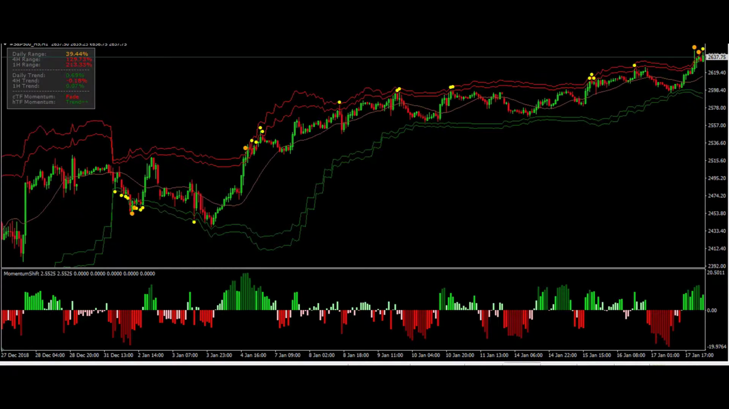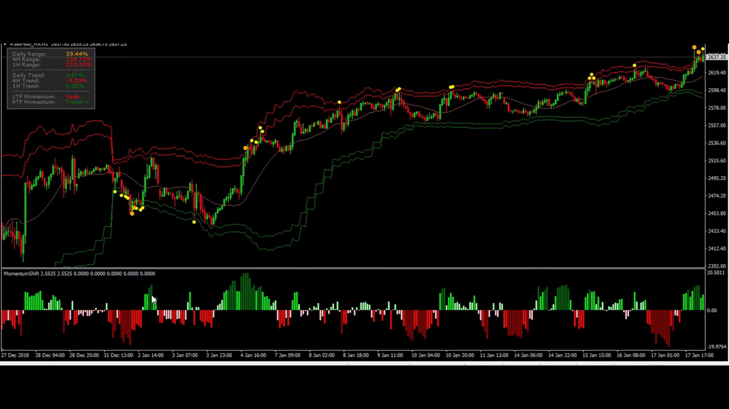Okay, so now that we're done explaining the trend information box, we move on to the next indicator that you see on the screen, down at the bottom of the screen actually, and that will be the momentum shift indicator. You will see that there's a zero line drawn at the middle of this window, the indicator window, and this will be a very, very important tipping point for the market, as you'll see quite often.